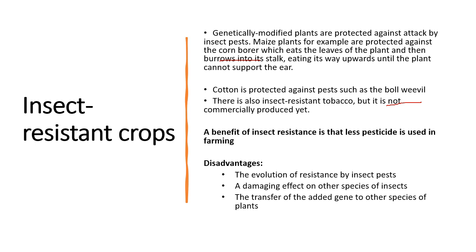So by making the crops themselves insect resistant, you will not have to use any pesticide. And this again helps with the evolution of resistance by insect pests, which means that the pests are not able to develop resistance. But the other issue with it is that it can have a damaging effect on other species of insects.